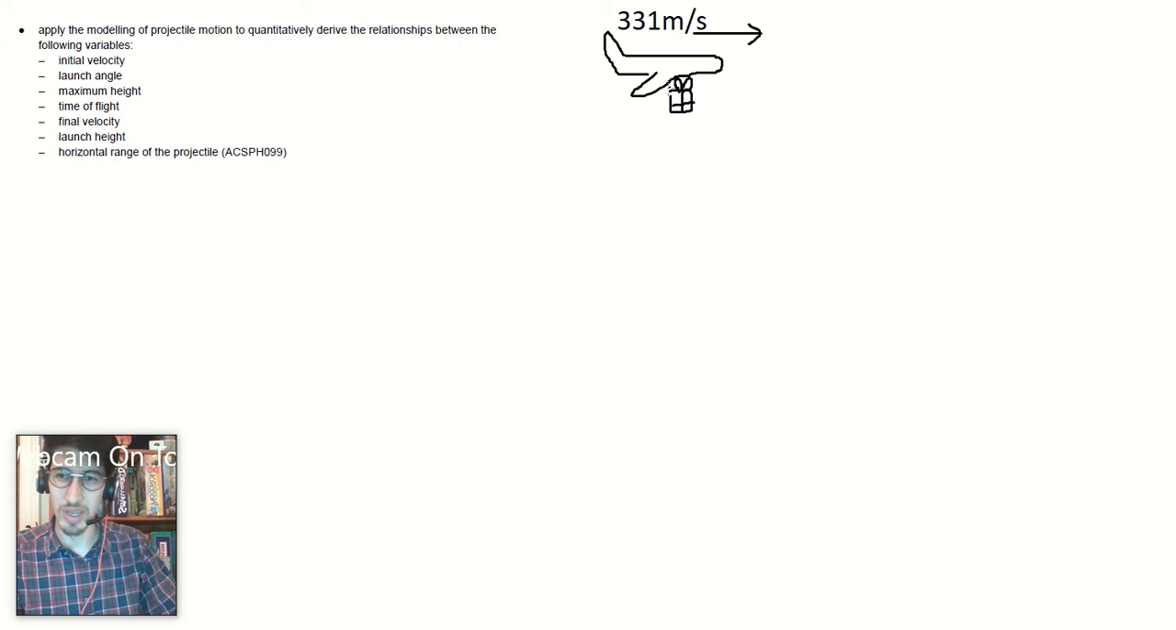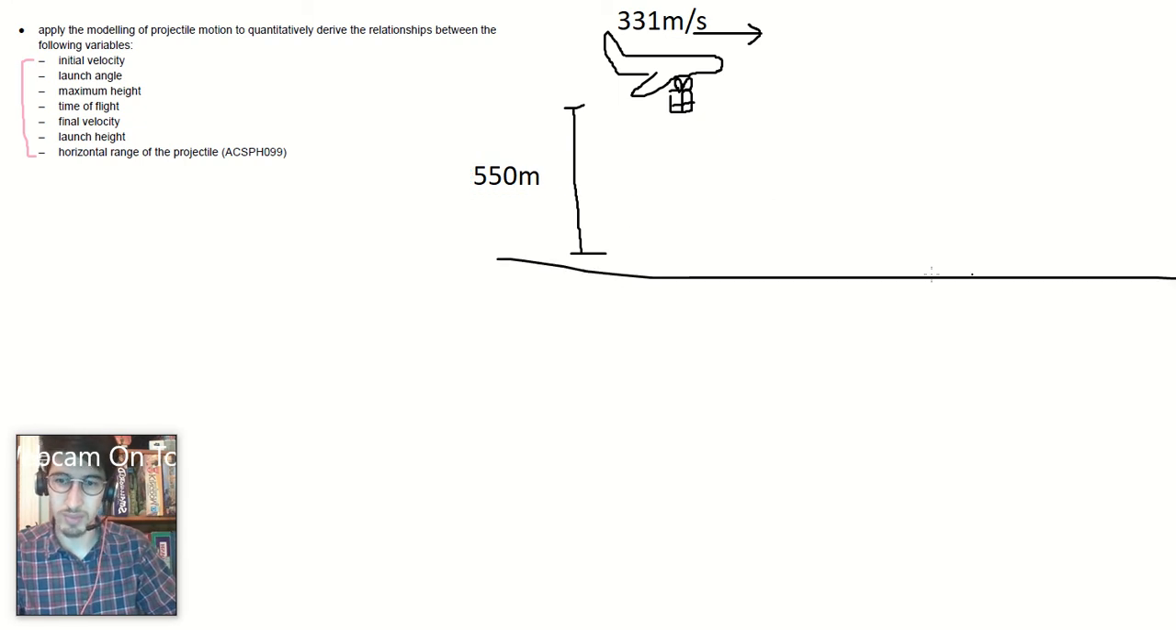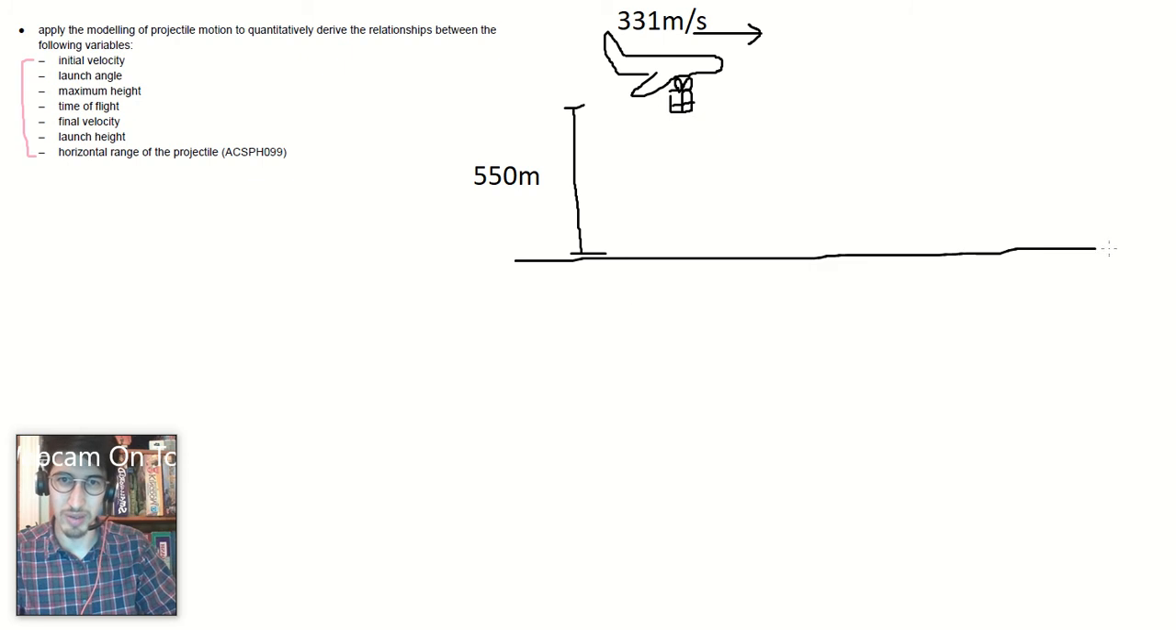Now, the question is to just derive all of these things. We want to work out every single one of these for the present. We need one more piece of information, and the piece of information I'm going to give you is the starting height of the present off the ground. That height is going to be 550 meters above the ground. I can draw better ground than that.